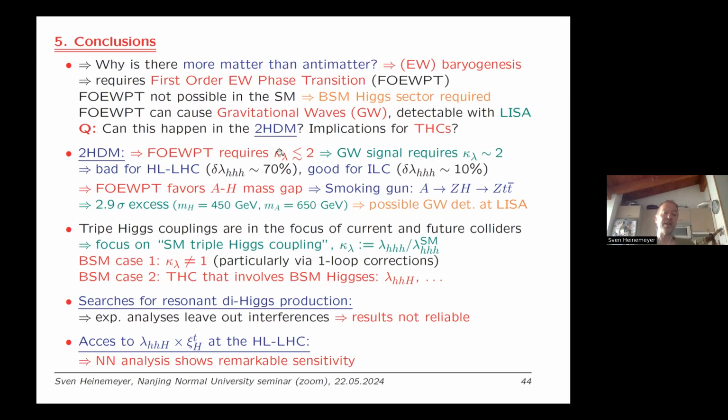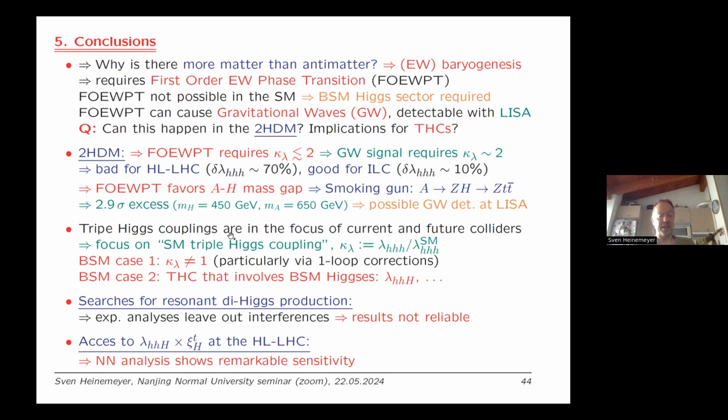First of all, we found that the requirement of the first order electroweak phase transition requires that this kappa lambda is around 2, particularly if we want gravitational waves. And this is bad for the high luminosity LHC, where the determination deteriorates to 70%, but good for the ILC 500, where it improves to 10%. We also had this large mass gap as a good prediction, which gives us the smoking gun signature. There was this axis, which was not confirmed by CMS, which may, if one is lucky, even result in possible gravitational wave detection at LISA.